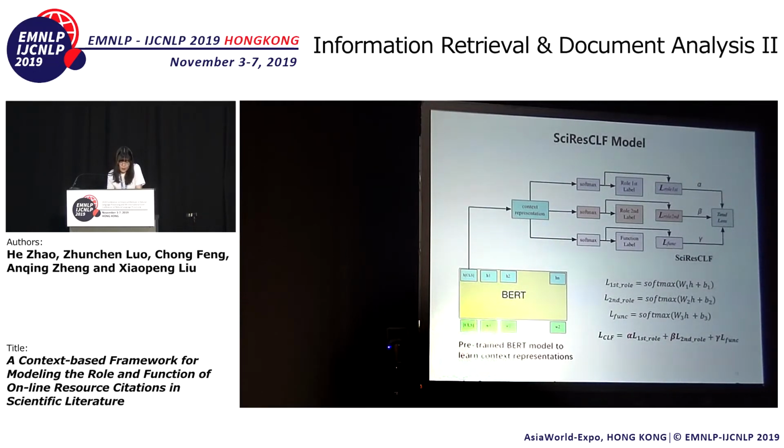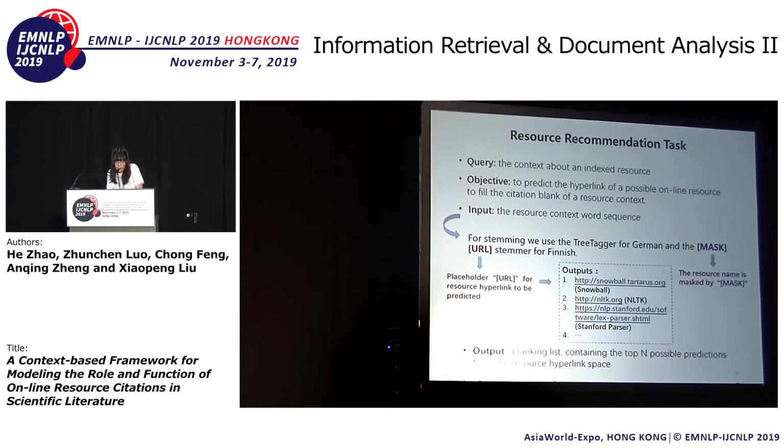So this is the general architecture of our SunRest classification model. We first use the pre-trained model to learn representations of each resource context. Then we build three different classifiers for the three sub-classification tasks, so that the total loss is a weighted sum of the three parts. In this manner the whole model can be trained in a multitask process.